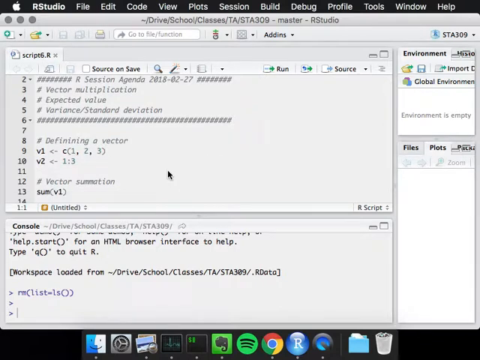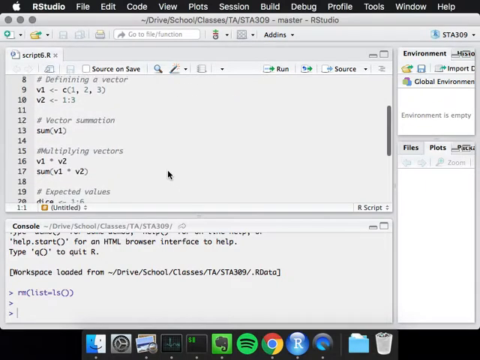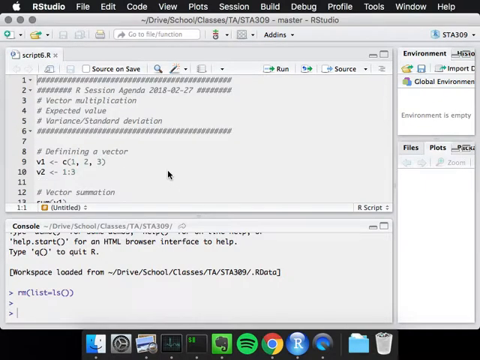We're going to go over a few things. It's going to be a short session because there are only a few things you need for the homework regarding R. It's just how to multiply vectors or add vectors, how to calculate the expected value, and how to calculate the variance and the standard deviation.